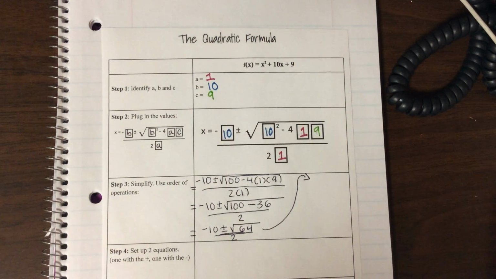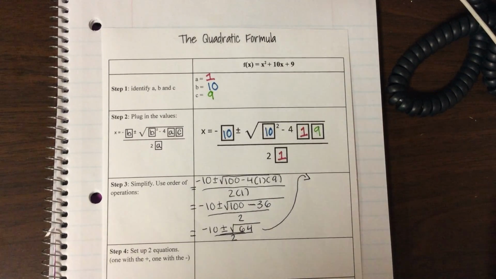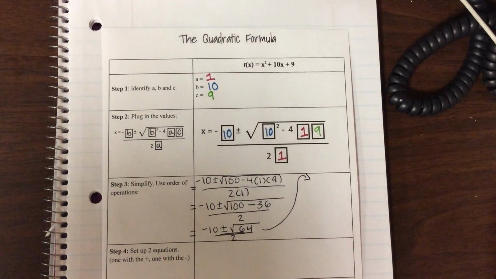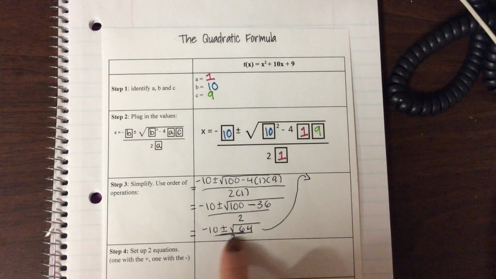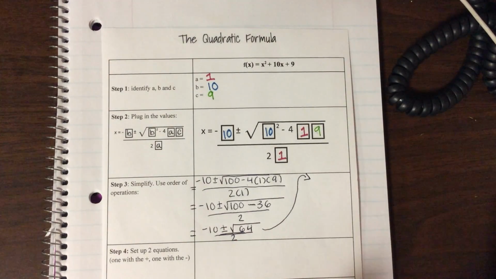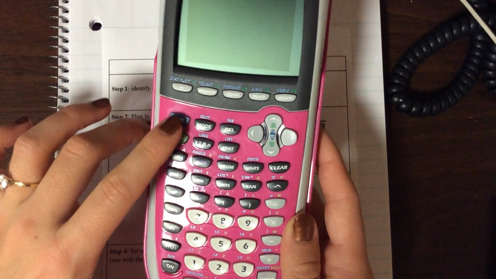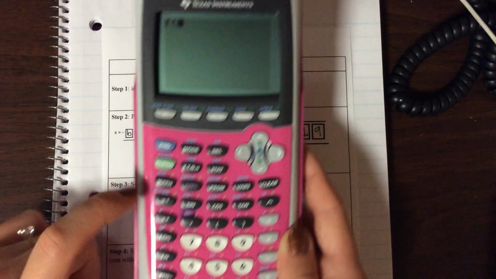And now we actually want to find the square root of 64. 8. All the ones that we're going to do today are perfect square roots. So if you get to the square root and you get a decimal, you've made a mistake. I also want to refresh your memory: if you hit second, this button right here, that is how you find the square root on the calculator.